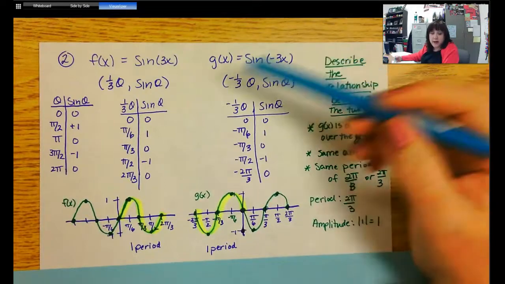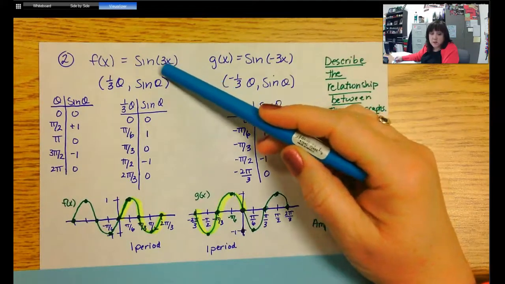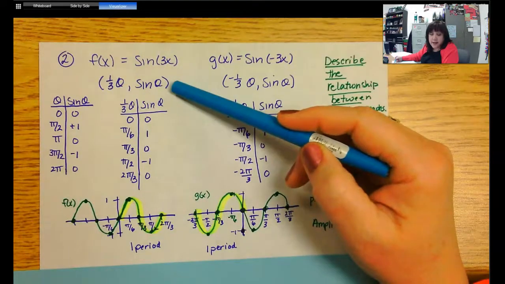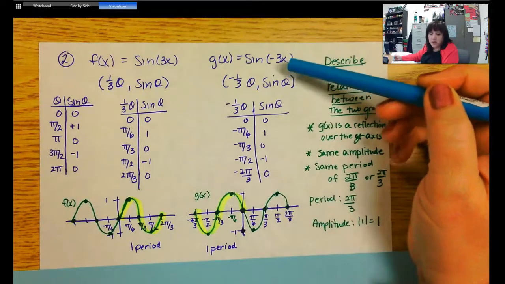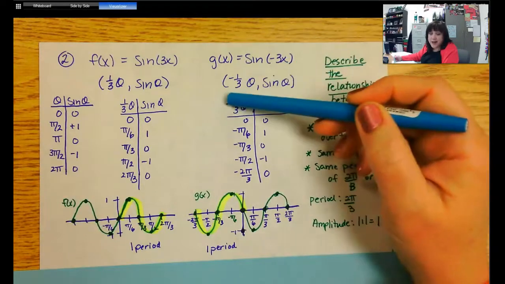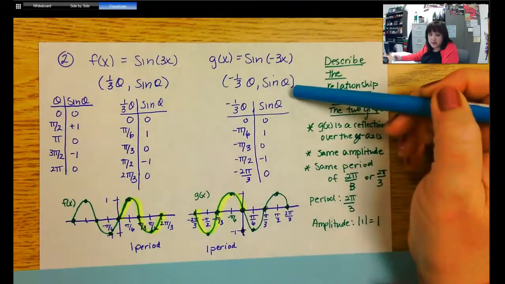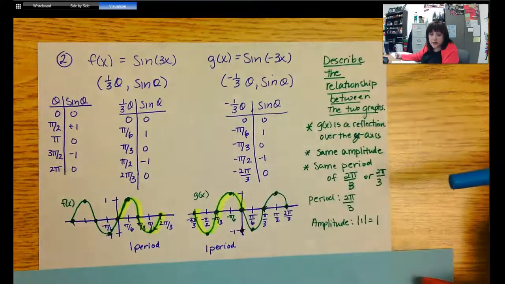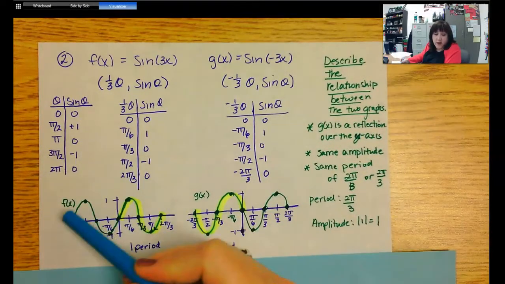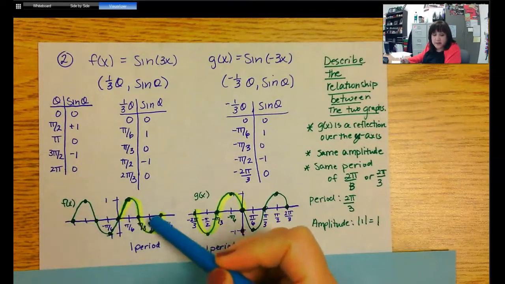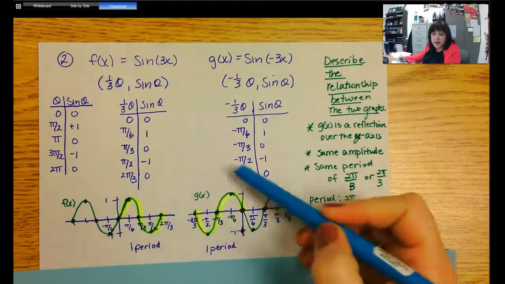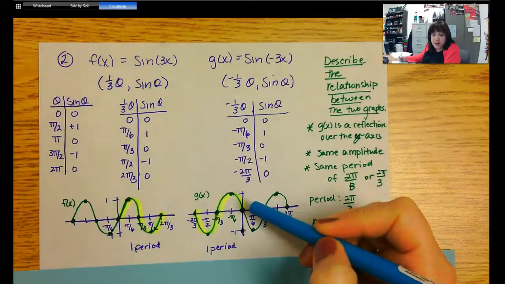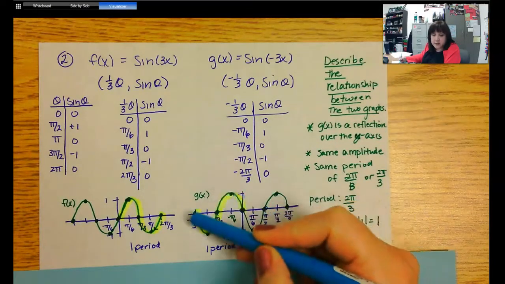So we know that when it's 3x, we're going to multiply the x value by 1/3 and keep the sine values the same. But over here, we're going to multiply the x value by negative 1/3 and then keep the sine values the same. So we generate our list of points just like we've been talking about. And now we have a graph. Here's my graph of f of x, with this being my principal period. And here is my graph of sine of negative 3x, and here's my principal period.